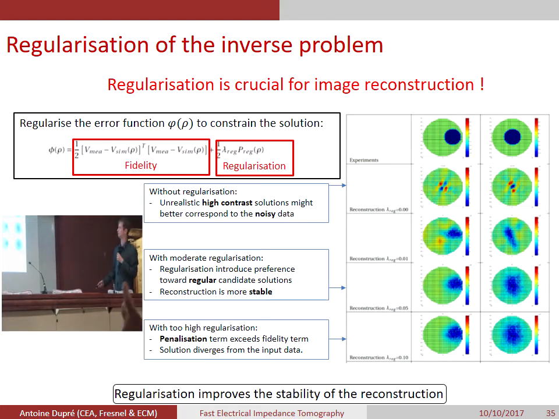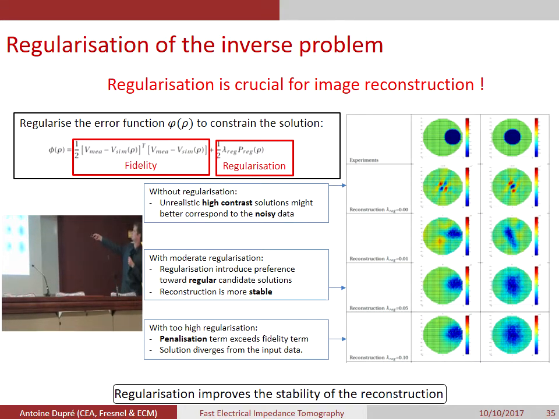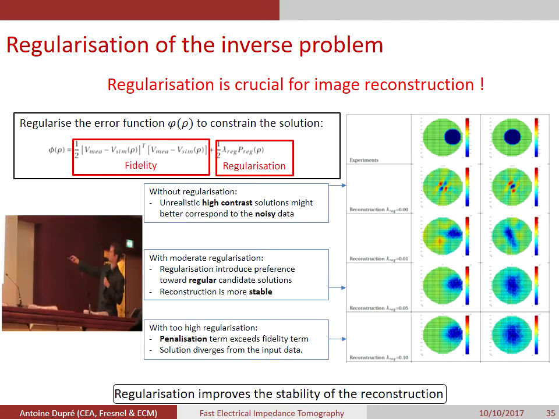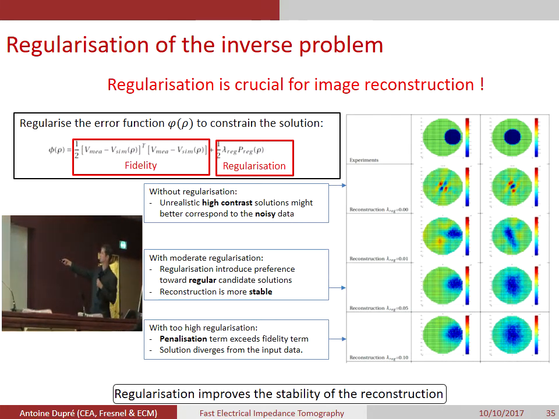I'd like to have a quick word about the importance of the regularization. On this image, you see on the top the experiment and then the reconstructions using different levels of regularization. Regularization is adding a penalty term to the error cost function you want to minimize. When you don't have it, the algorithm is extremely sensitive to noise and it proposes a candidate solution with high contrast, as you can see on this image. It better corresponds to the noisy data, but that's not realistic.